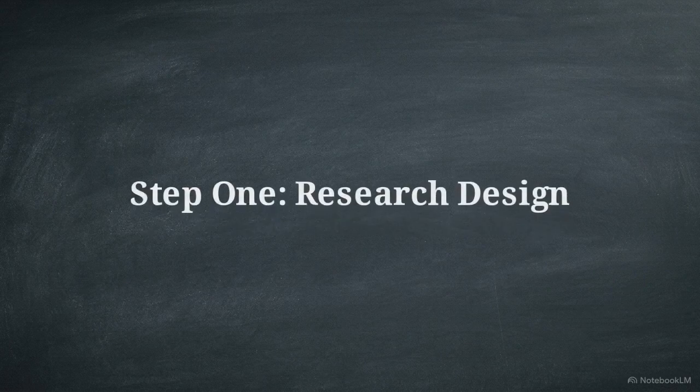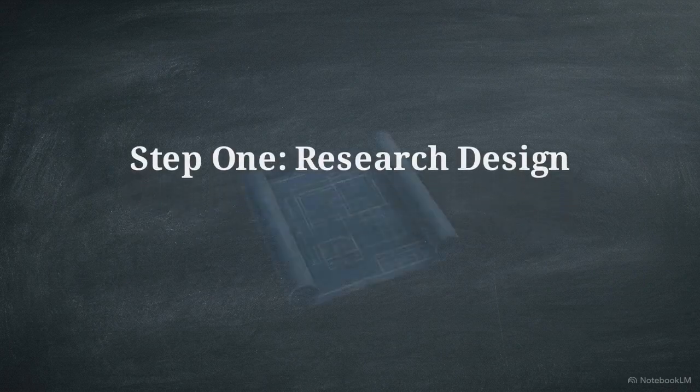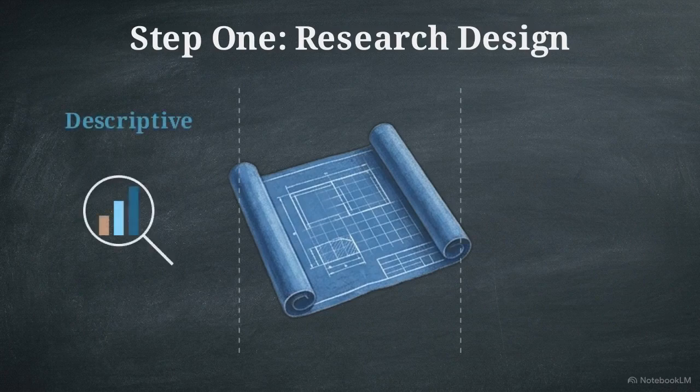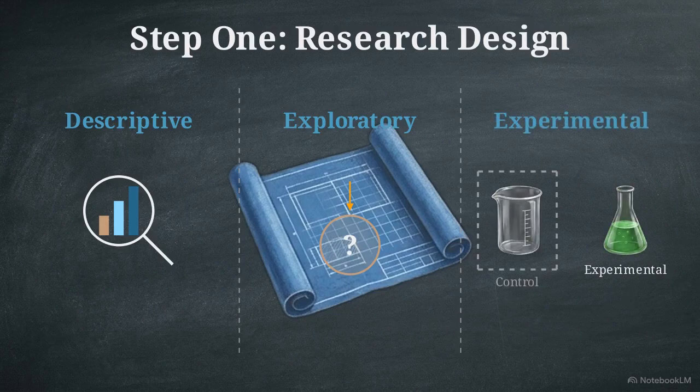We begin with step 1, research design. This is the blueprint for the entire project, defining the scope and intent of the inquiry. Descriptive research focuses on establishing the facts of what is currently happening. Exploratory research looks deeper to discover the underlying causes, the why behind the observations. And experimental research employs controlled methods to isolate strict causal relationships.